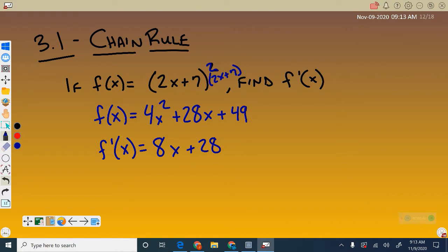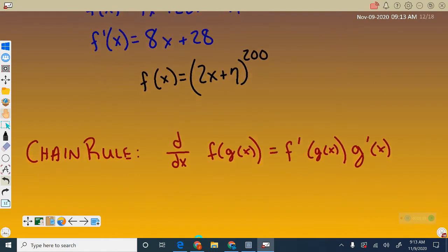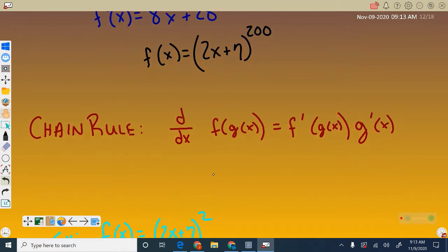Well, what if the problem had said, instead of 2x + 7 to the second power, what if it was 2x + 7 to, say, the 200th power? Do you really want to go and expand out 200 times and then take a derivative? There has to be an easier way. So that's what we're going to look at here, is how we can make this work out a lot easier. It's with something called the chain rule, basically when you have functions inside of other functions.